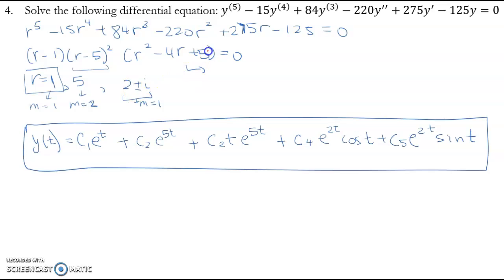Just to practice a little more, if we had maybe a power of 2 here, then this multiplicity would change to 2. Then all we have to do is just add, I guess, 2 more terms. C5 e to the 2t times t cosine of t, plus, since 5 is used, C6, not power, but C6. And C7 e to the power of 2t, t sine of t. So we just add, and you get the picture. As the multiplicity increases, you just have to add on those more terms.